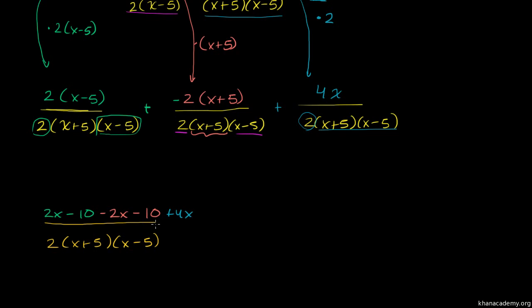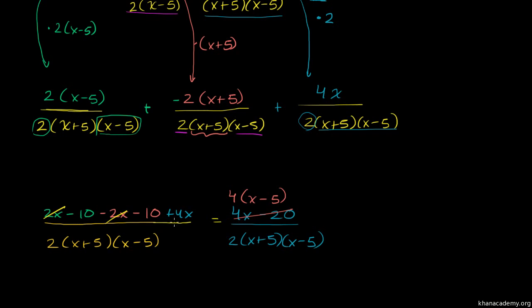And then we can simplify this thing. And so you have a 2x. You're subtracting a 2x. Those guys cancel out. Then you're left with just a 4x, and then minus 10 minus 10. So 4x minus 20 over 2 times x plus 5 times x minus 5. And then, let's see, we can factor out a 4 up here. So if we factor out a 4, this becomes 4 times x minus 5.